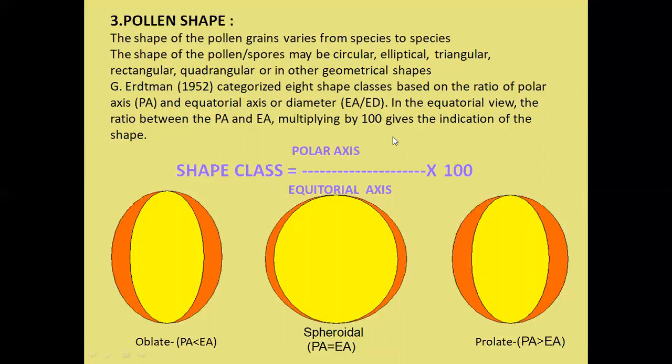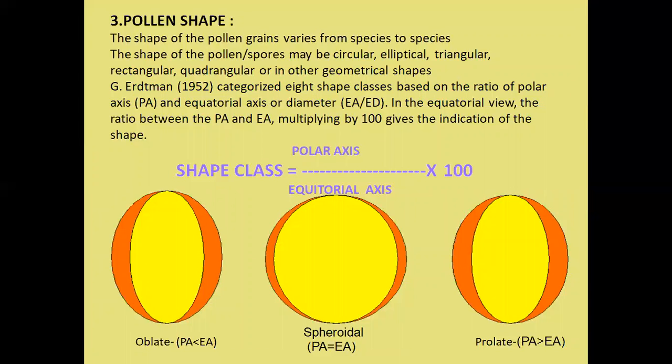The shape of the pollen class is decided by the measurement of the pollen polar axis and equatorial axis, multiplied by 100, and that gives us what type of class. So normally three main classes are there according to the shape. One is oblate, second one is spheroidal, third one is prolate.